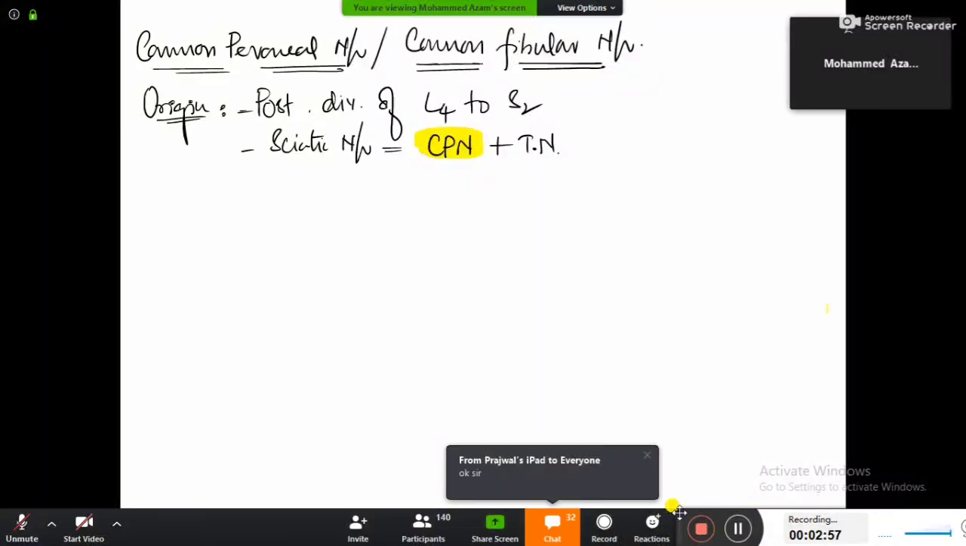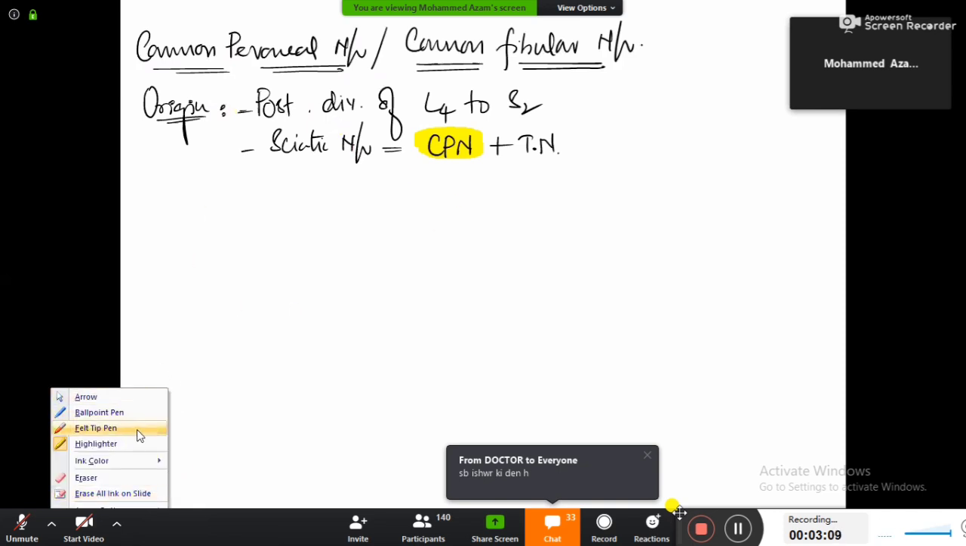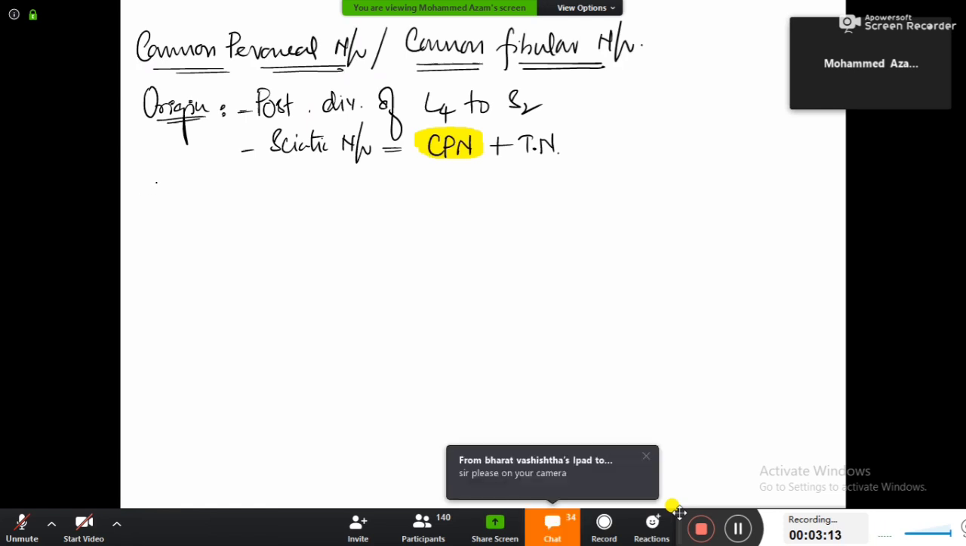Okay. Next one. So origin, I'm done with origin. The posterior division of L4 to S2 and sciatic nerve component. It is a component of sciatic nerve. After writing the origin, the next thing that we need to write down here is supply. Common peroneal nerve will be supplying to which muscles?